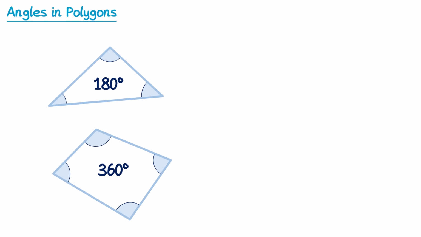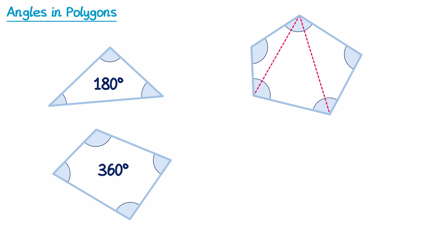We can extend this idea to shapes with any number of sides. So if we increase the number of sides again and look at the angles inside a pentagon, we can split the pentagon into 3 triangles like this. Each of those triangles will have 180 degrees in them. So this time we have 3 lots of 180 degrees. 3 times 180 is 540. So this means the angles inside a pentagon add up to 540 degrees.